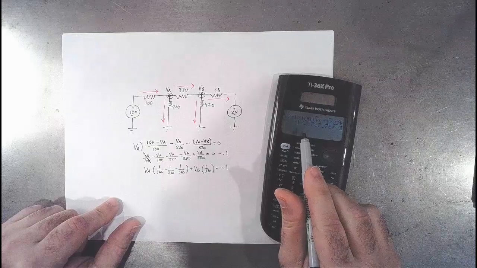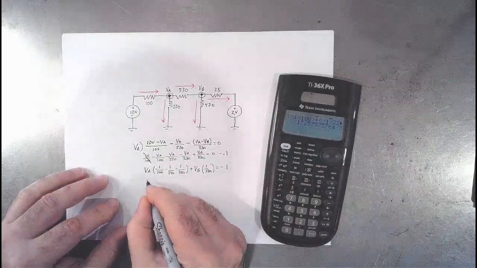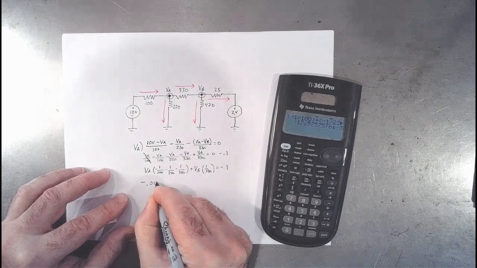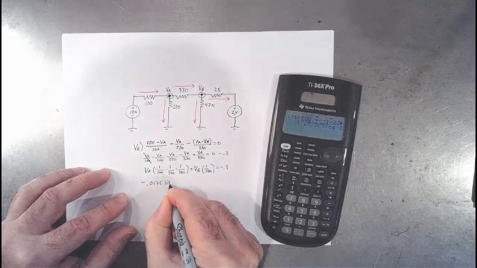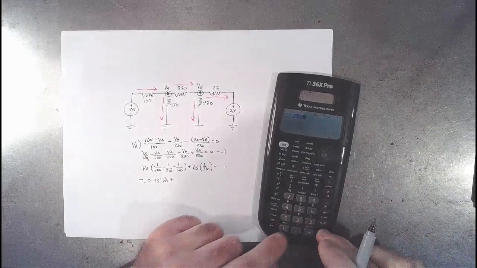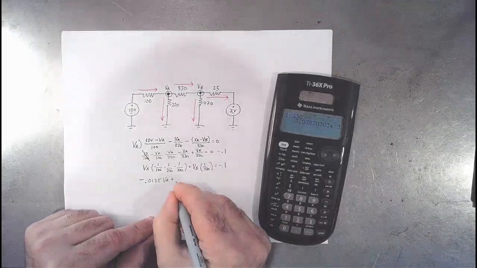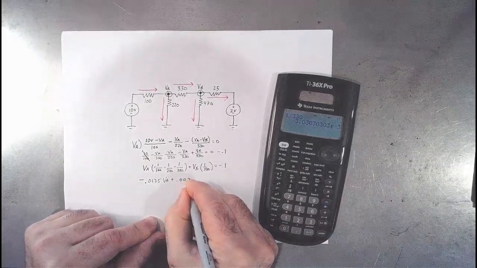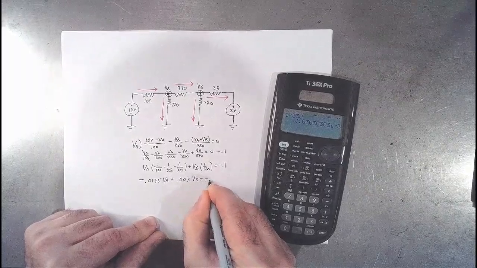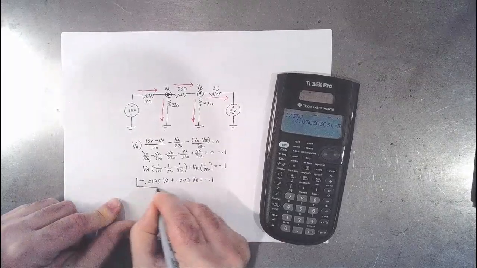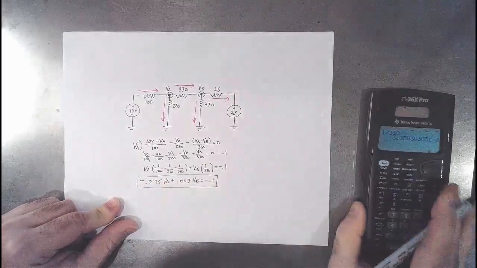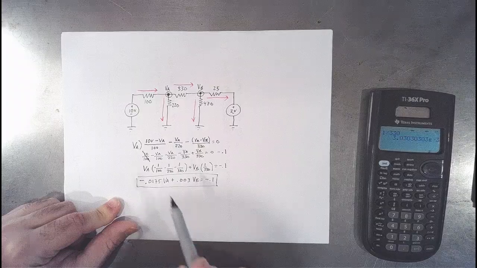So what is that? Minus 0.0175. So minus 0.0175 VA plus 1 divided by 330 is 0.003 VB, and that all equals minus 0.1. So there is our equation for VA in standard form right there.